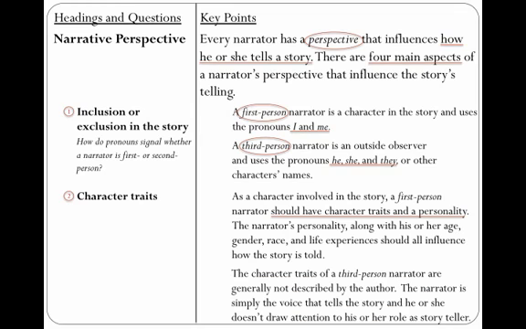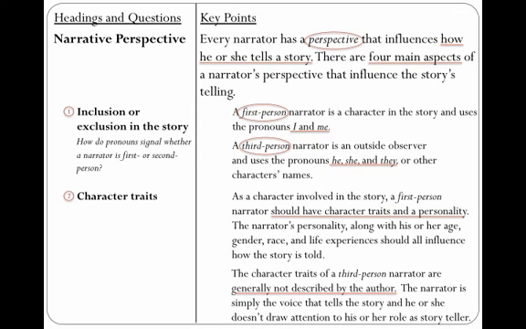The character traits of a third-person narrator are generally not described by the author. The narrator is simply the voice that tells a story, and he or she doesn't draw attention to his or her role as storyteller. So again, this is in contrast to a first-person point of view narrator. The third-person narrator is just the eye in the sky and is outside of all of the action and just describes it to the reader.